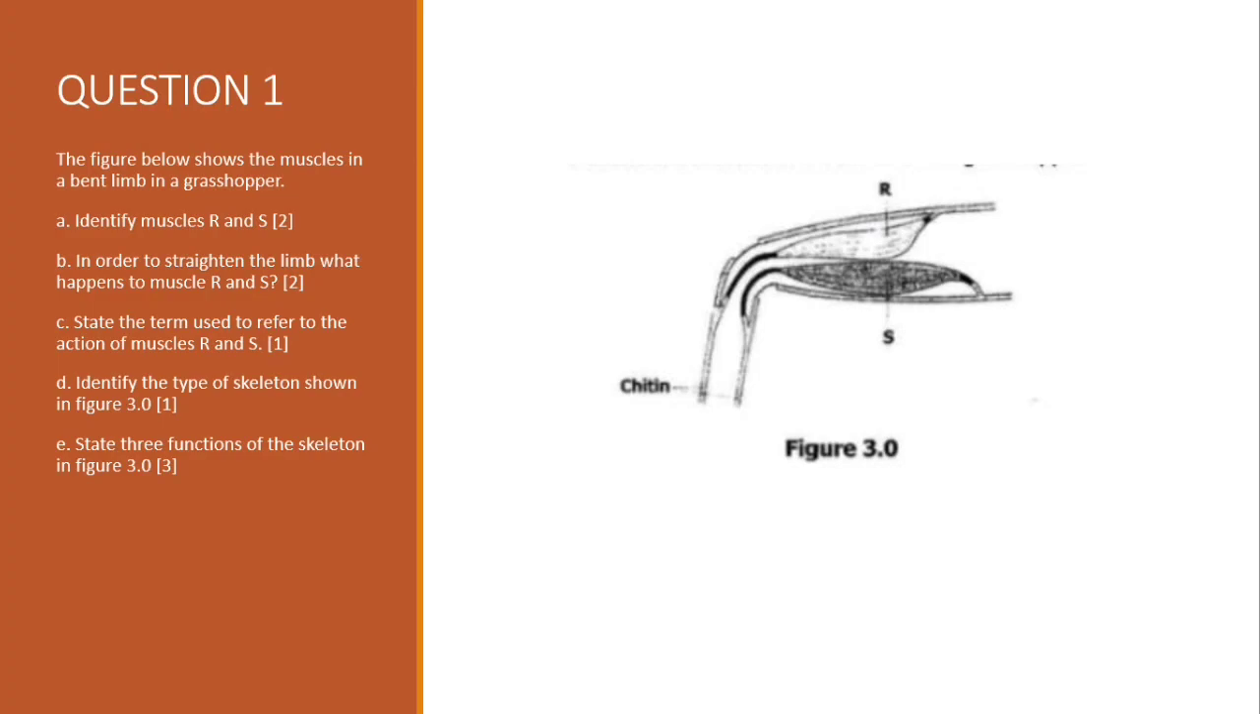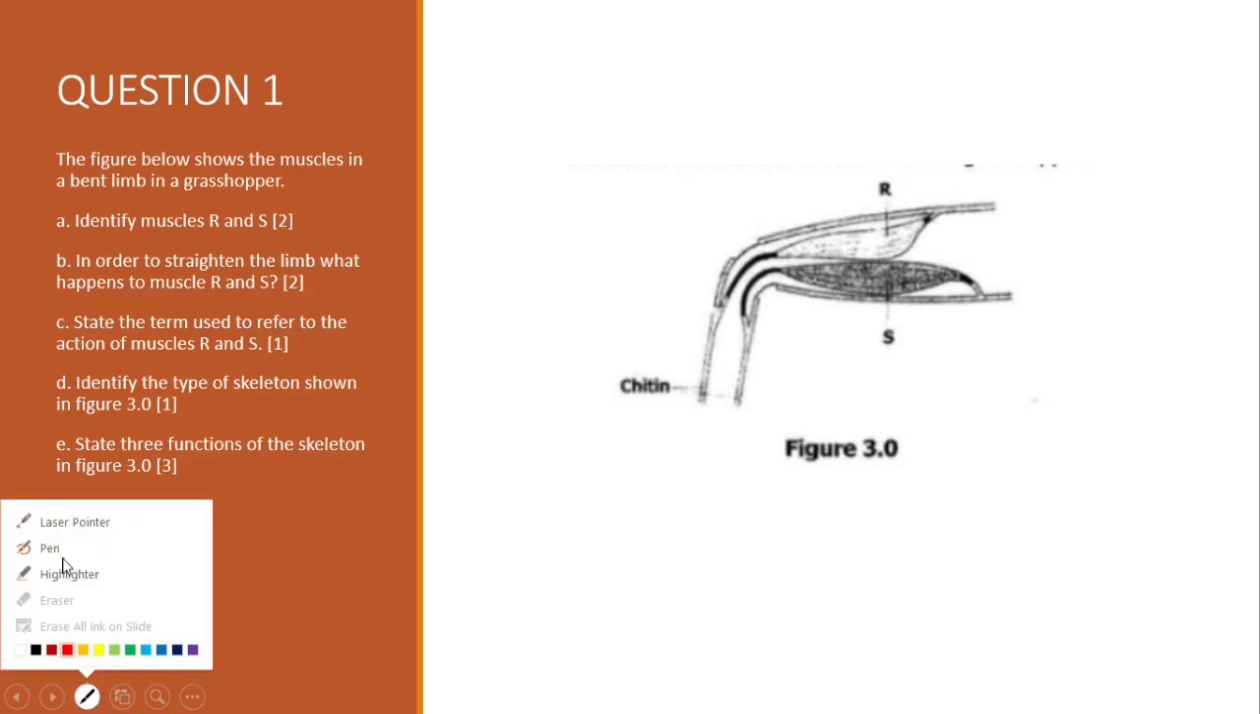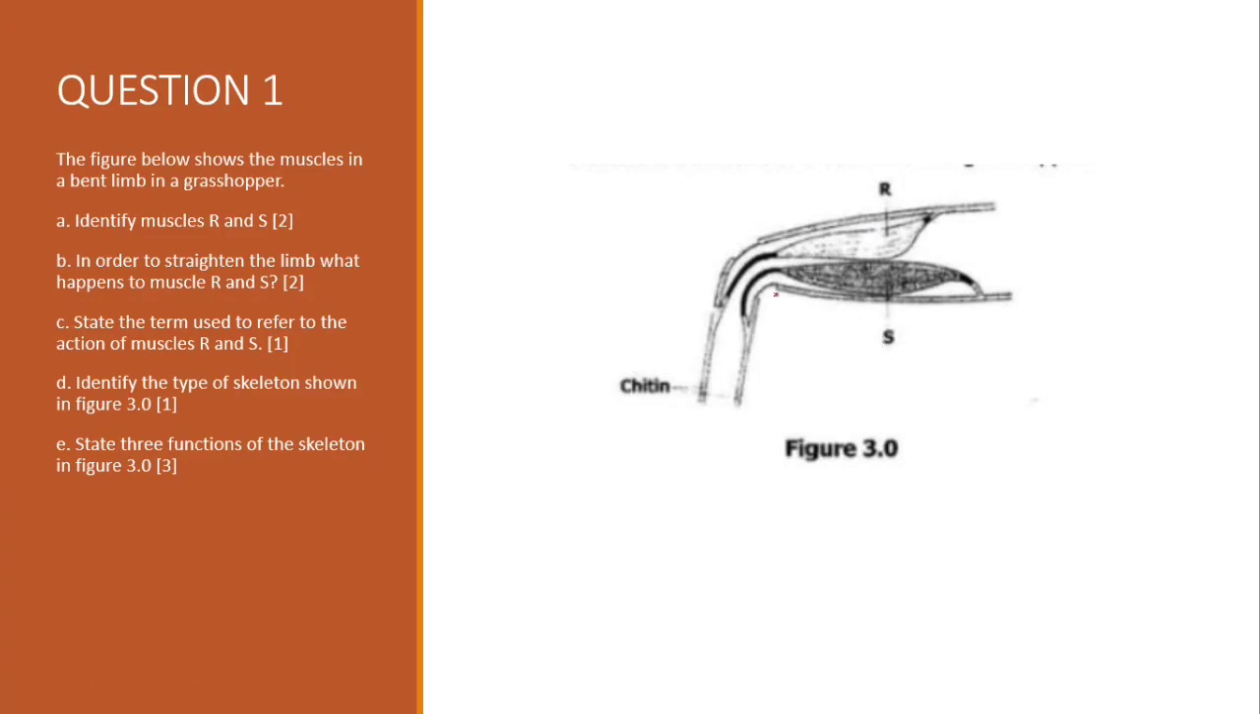So question 1 reads, the figure below shows the muscles in a bent limb in a grasshopper. So we can see this is our figure here. Let me just get my pointer. Okay, so this is the diagram that we have. This figure shows the muscles in a bent limb in a grasshopper.